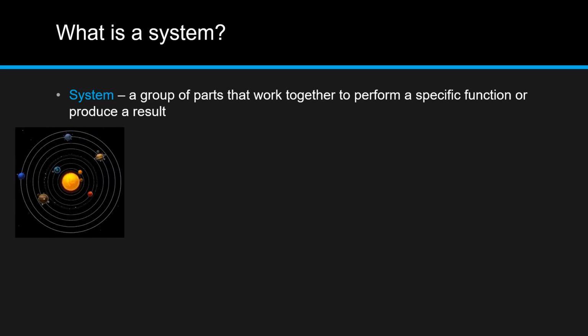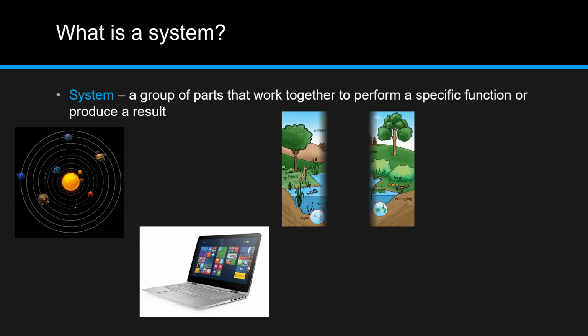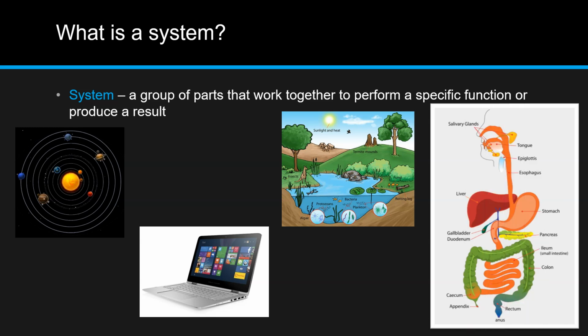For example, our solar system is a system made up of parts that are planets and moons and the sun. A computer or other electronic device is also a system. Lots of parts work together for the goal of having the computer or electronic device work. An ecosystem filled with living and non-living things is also a system. And even your body is filled with systems, such as your digestive system.